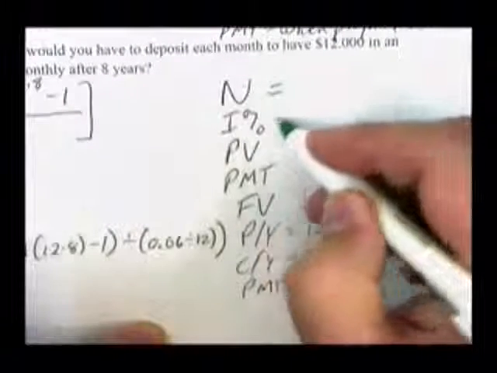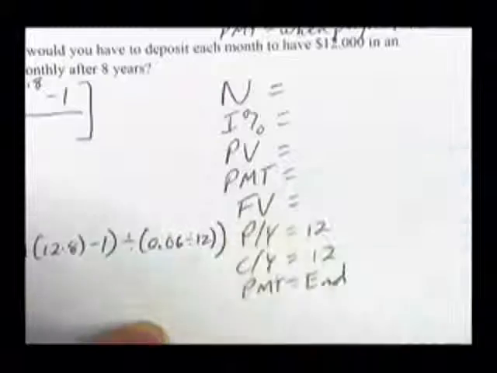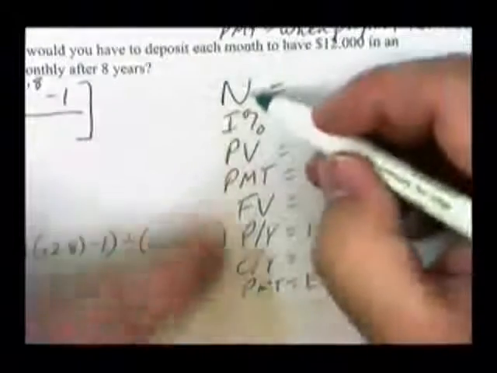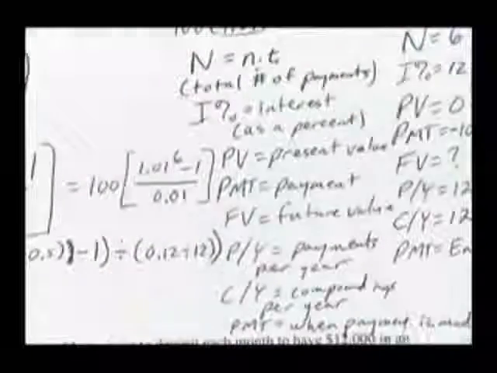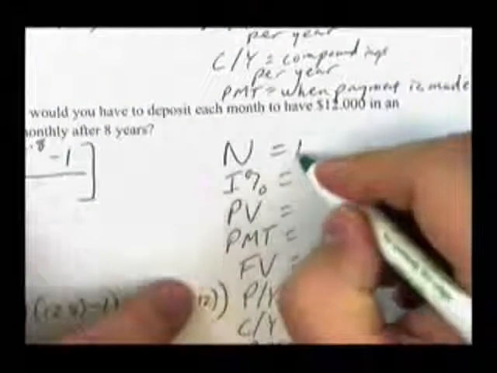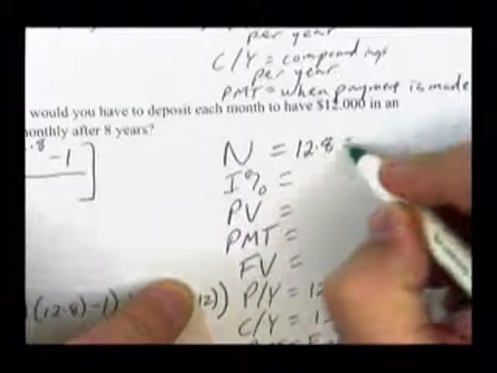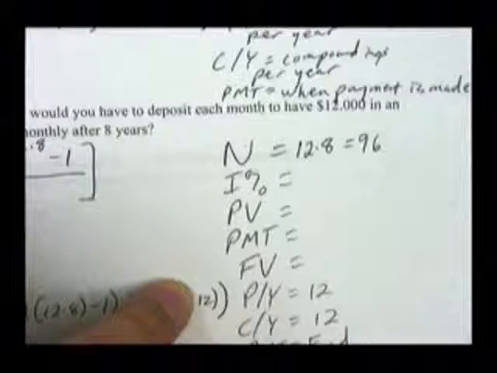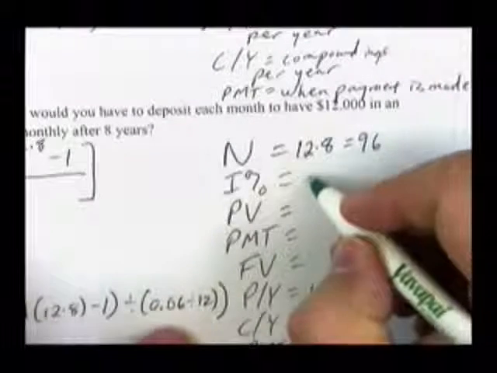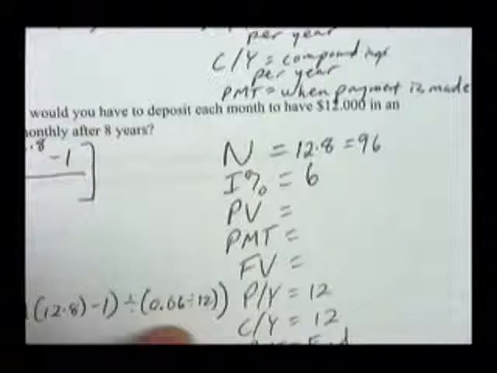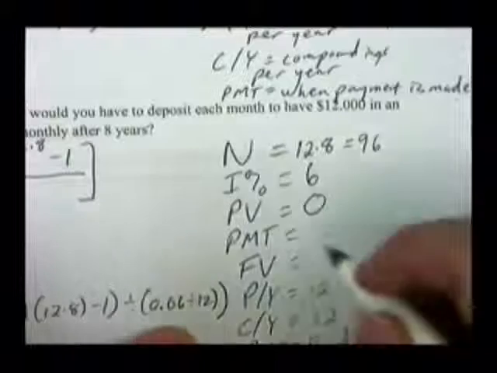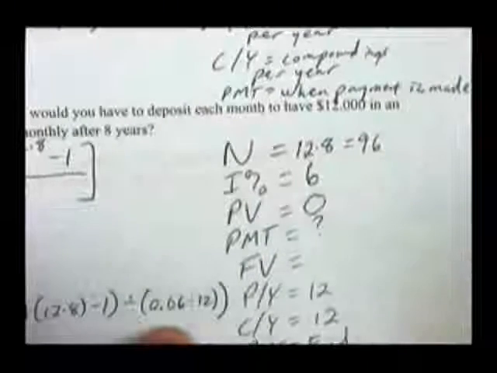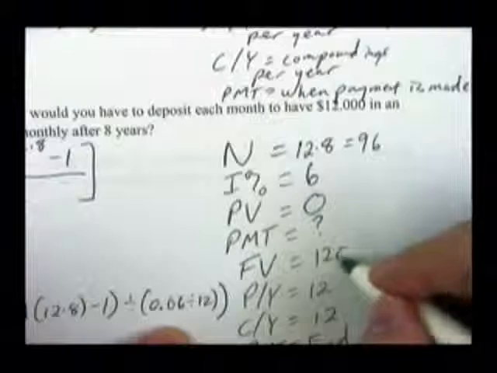Now let's figure out what else we've got here. For our capital N, we said that was the total number of payments, N times T. Since we're compounding this monthly for 8 years, this would be 12 times 8, which is 96. Our interest rate is 6%, so I can just plug in a 6. My present value, I'm starting with nothing. My payment is what I don't know. And my future value, I want to have $12,000 in there.